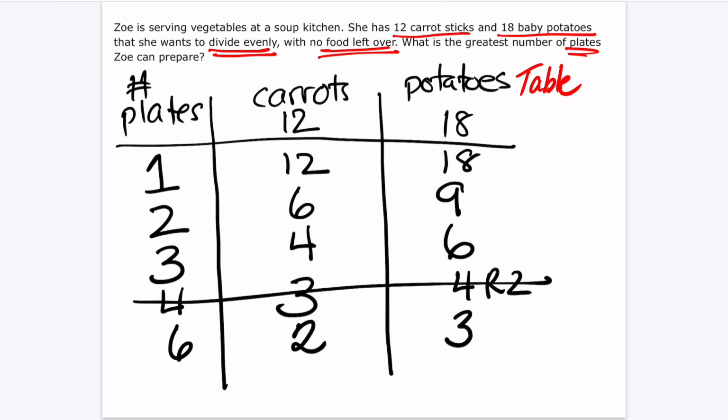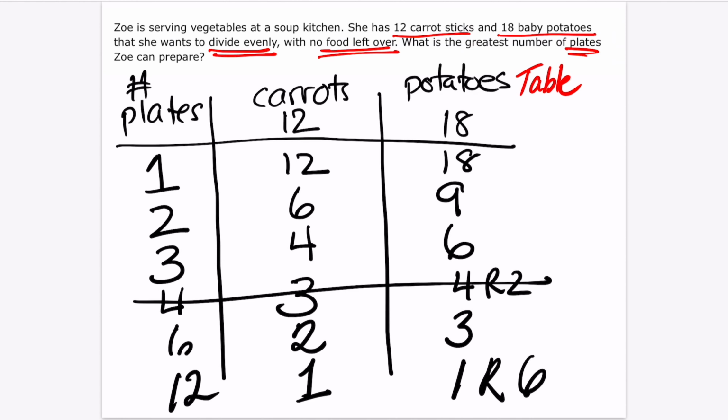And I'm also realizing that I'm getting less and less, so I'm just thinking in my head, can I get even smaller than 2? And I can keep trying, thinking like 7, well, 12 can't be divided by 7, so I'm going to erase that. I can try 8. 12 can't be divided by 8. So I'm going to erase that. And I'm counting in my head, 9. 12 can't be divided by 9. 12 can't be divided by 10. 12 can't be divided by 11. 12 can be divided by 12 to get 1 carrot stick. But then I'm stuck here. 18 cannot be divided by 12 because I'm going to have a remainder again of 6.